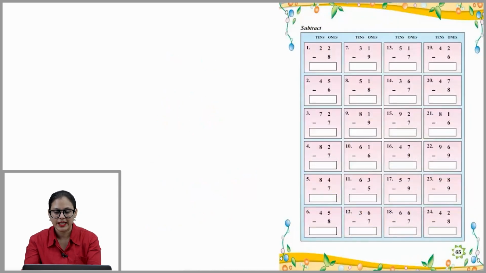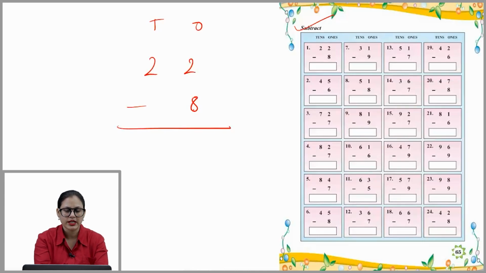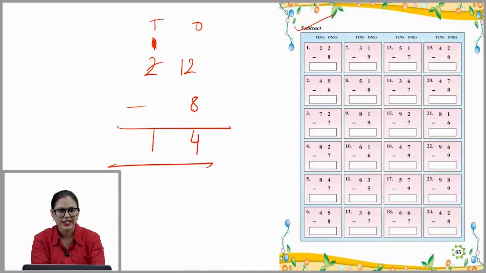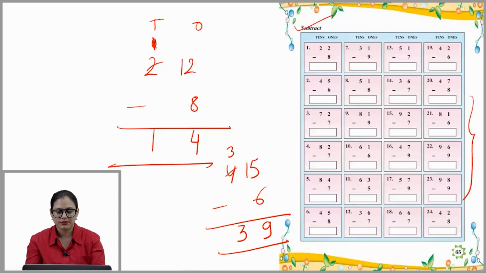Okay. Next, here again you have to subtract 22 minus 8. Ones, tens. You cannot subtract 8 from 2. So you will borrow from here. 12 and 1. 12 minus 8 is 4 and 1 minus 0 is 1. Okay. Next one is 45 minus 6. 6 is greater than 5, we cannot subtract 6 from 5, so we will borrow from here. 15 and this 3. 15 minus 6 is 9 and 3 minus 0 is 3. Okay, students. Now you will do remaining parts.